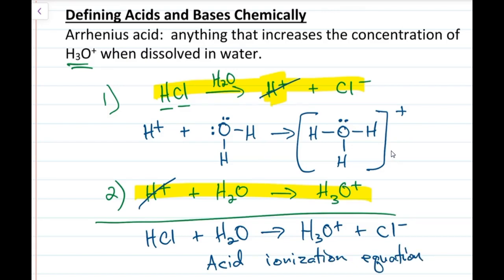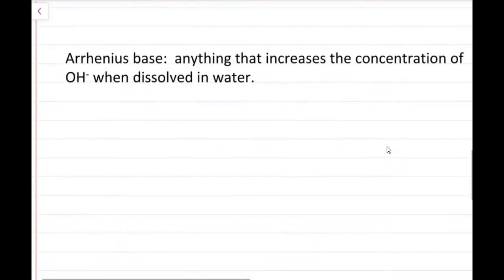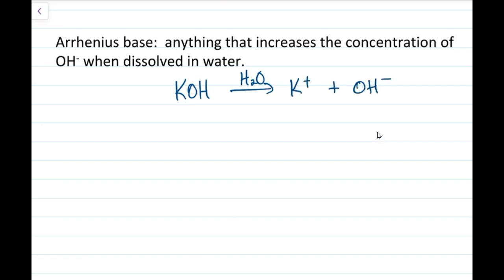Okay, that's what that is an example of, and we'll do some more examples in class. Now bases are a little different. Bases increase the concentration of hydroxide when dissolved in water, and they're a little bit simpler. They're just going to be one step. They don't actually have the step where we're reacting something with water. It's just going to dissolve in water. So we're just going to do the part where we have the water above the arrow. It's going to split up into K+ and OH-. And that's it. That's our base ionization.